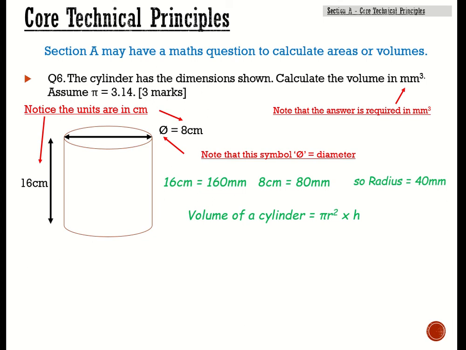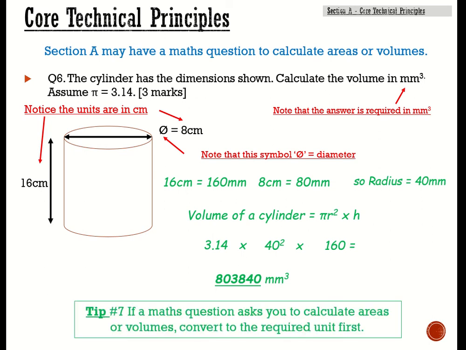The volume of a cylinder is pi r squared times height. Okay, you've got to work out the area of the circle and then times the height. So here 3.14 times 40 squared times 160 gives me a rather large volume in millimeters cubed. Again, underline the answer, make it clear, show the unit. So tip number 7, if a maths question asks you to calculate areas or volumes, convert to the required unit first. In this case it's millimeters cubed.